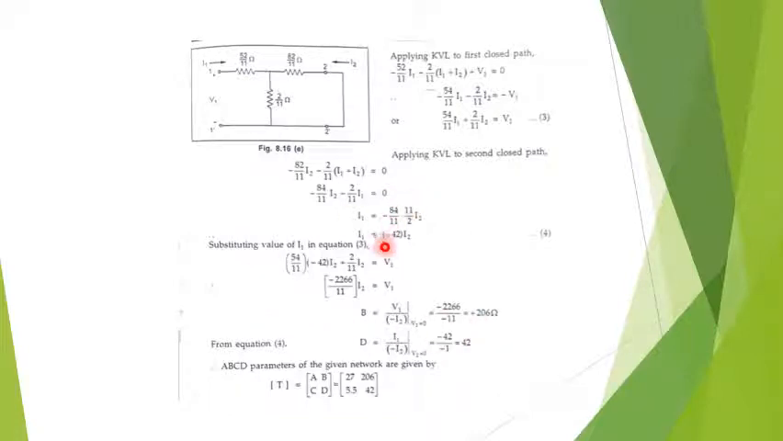Now I1 is equal to minus 42 I2. So this value of I1 in terms of I2, I will put it in equation number 3. So I get here 54 by 11 remains as it is, but I1 is minus 42 I2 plus 2 by 11 I2 is equal to V1. So here when you simplify this, you will get the equation of V1 in terms of I2. So easily I can find out this transmission parameter B, which is nothing but the ratio of V1 upon minus I2. So when I do that, I get the answer as 206. Now this is in the impedance form. So the unit for transmission parameter B will be in ohms.